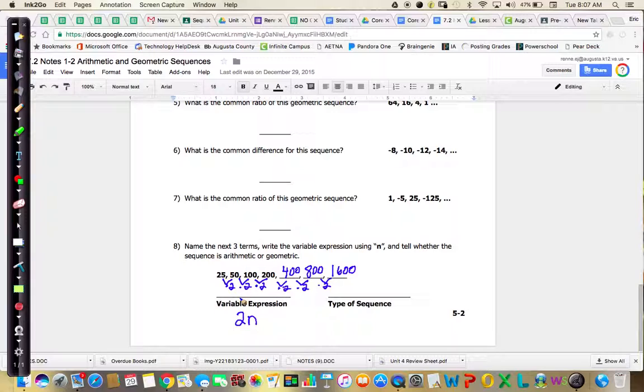And if you have room, write it on the blank. I had to write it down here because I kind of ran out of room. And what type of sequence do you multiply by the same number each time? That is called the geometric sequence.